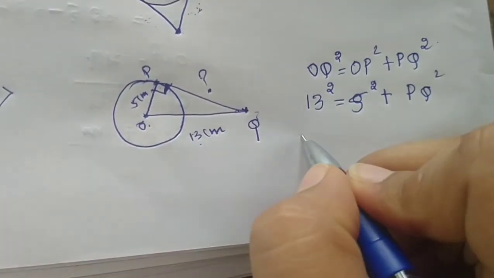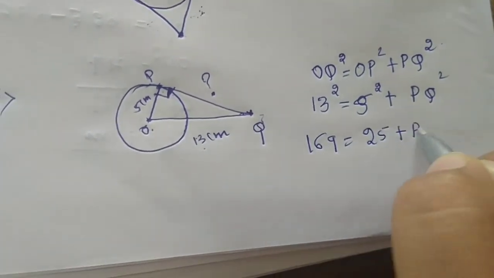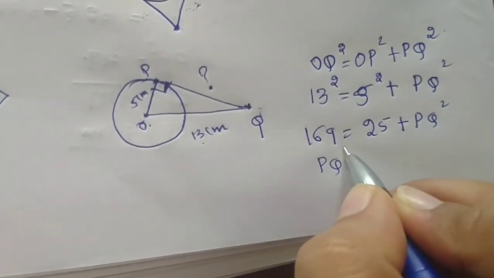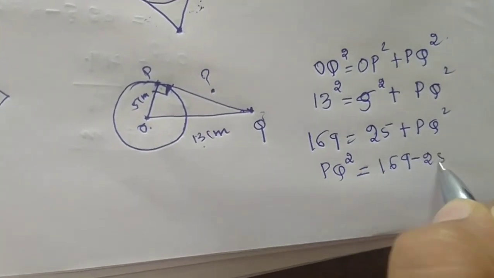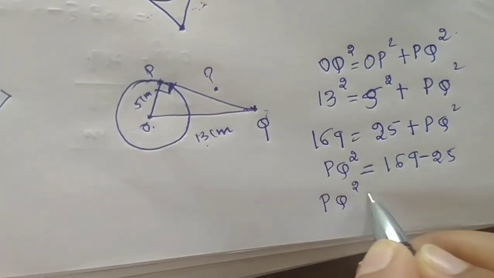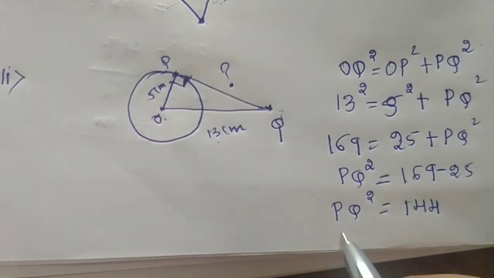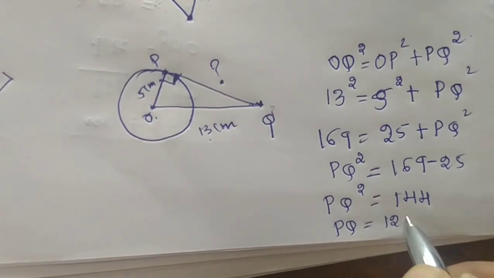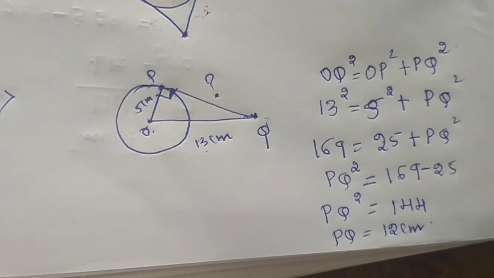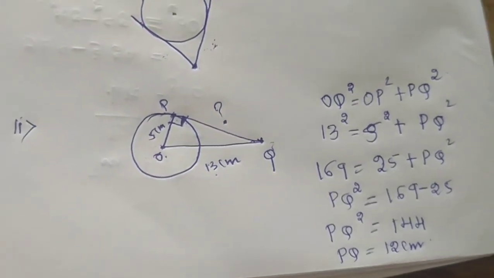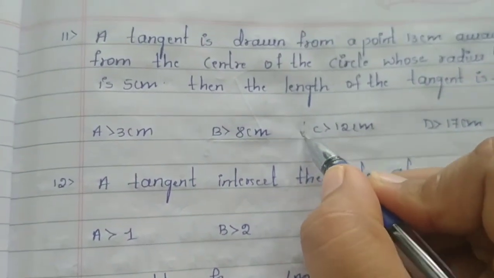Okay, so now 13 square is nothing but 169 and 5 square is nothing but 25 plus PQ square. Okay, so now just take this PQ square here. PQ square will be equal to 169 minus 25. So PQ square will be equal to 169 minus 25 is 144. So PQ value is nothing but 12 centimeter. Okay, so the length of the tangent PQ is nothing but 12 centimeter. So for that sake, the correct option is here option C.